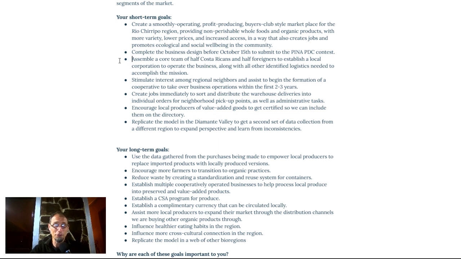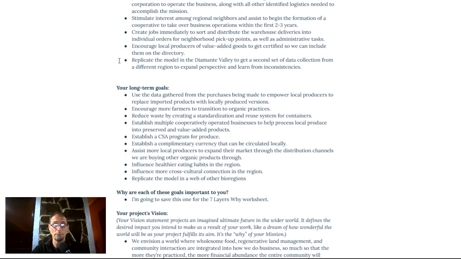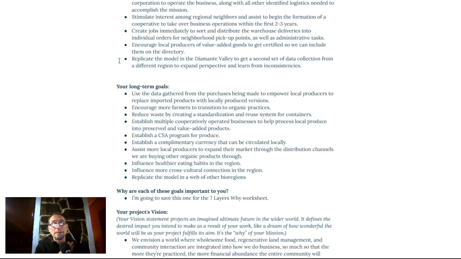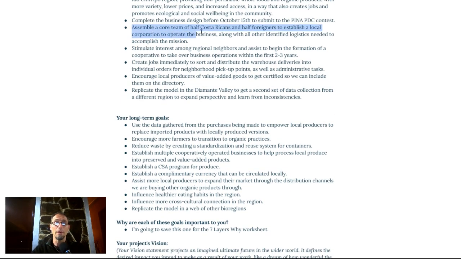I also, in the short term, need to assemble a core team of, in my preference, half Costa Ricans and half foreigners to establish a local corporation to operate the business, along with other identified logistics needed to accomplish the mission. Now you see that, getting this core team, you might be a solopreneur, but if you have a business idea and you need other people, assembling the team is one of your primary objectives. More input's better in many cases once you've got your initial plan laid out.